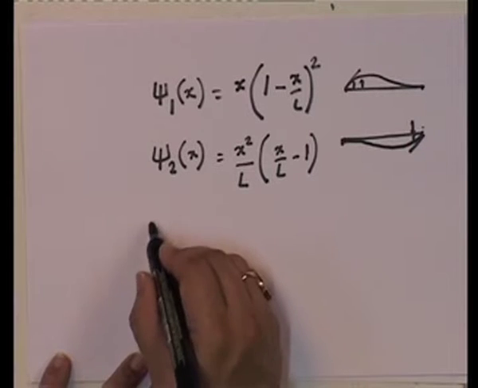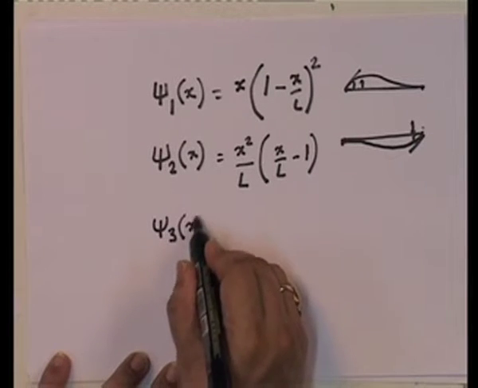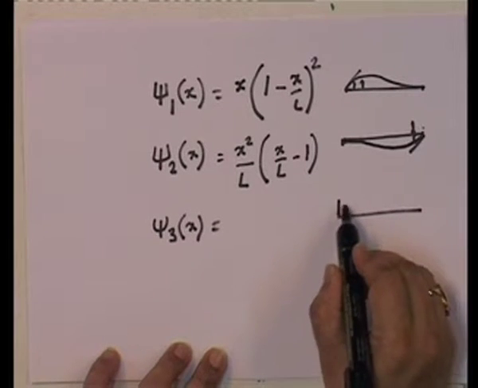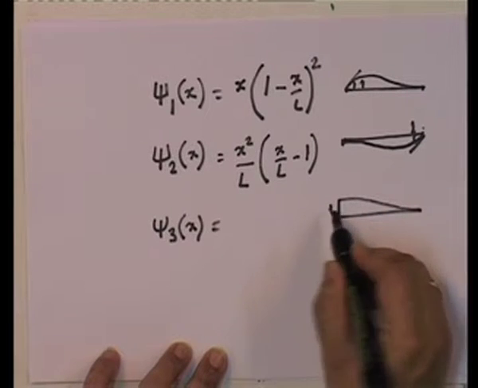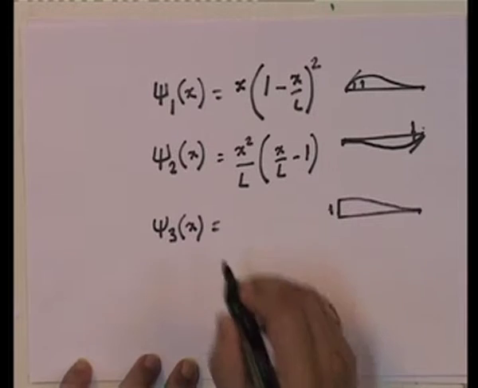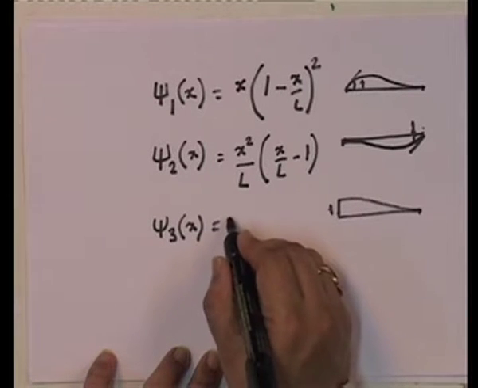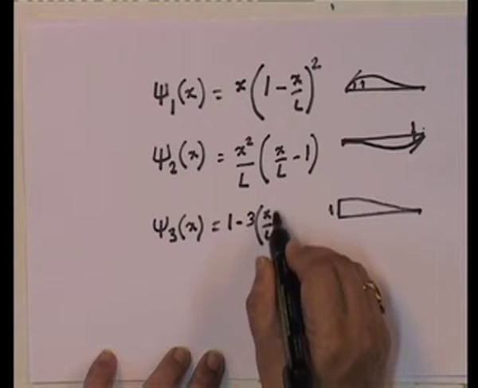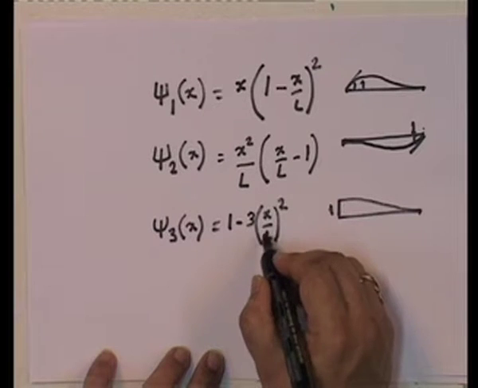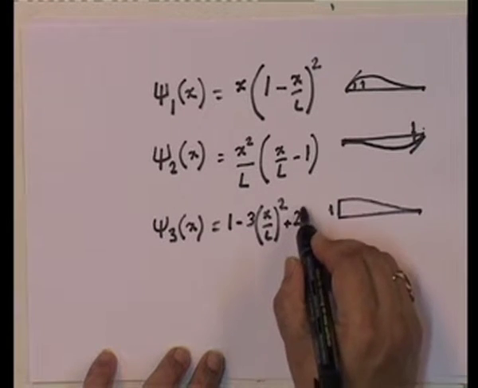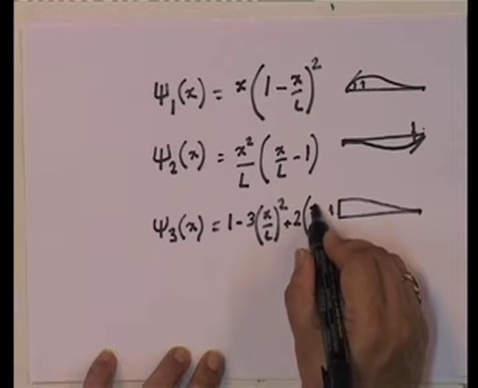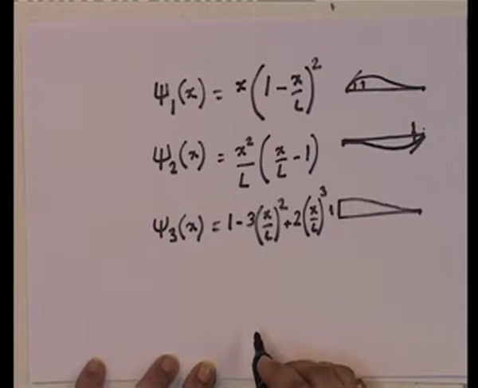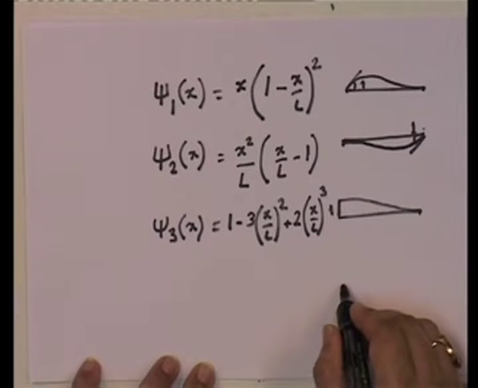Okay. Then we have xi 3 x, which is one and all other displacements 0, and this one is equal to 1 minus 3 x upon L the whole squared plus 2 x upon L the whole cubed. This is my xi 3 x, and finally, my xi 4.